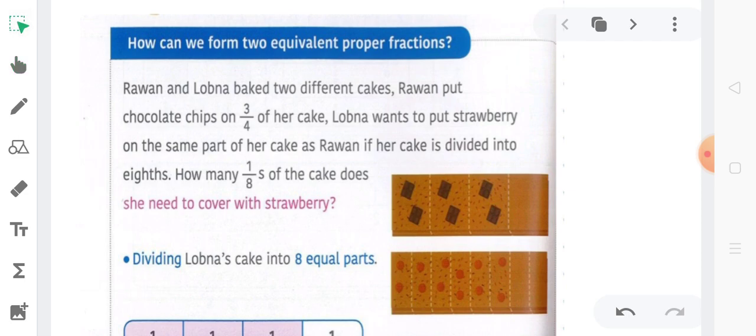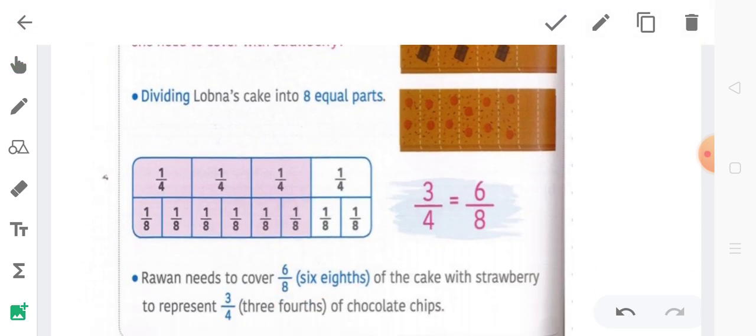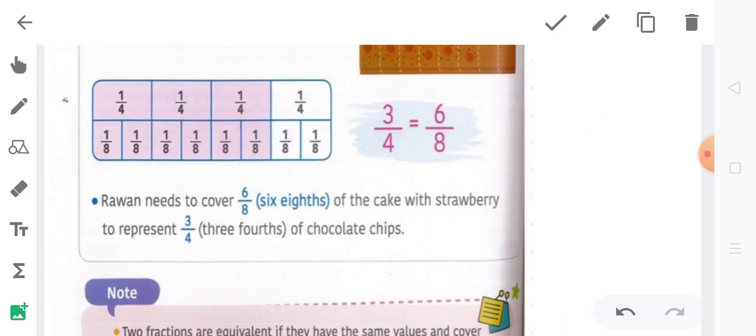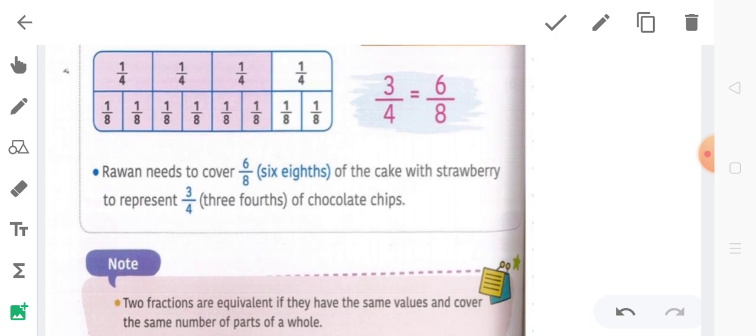Let's see again using this bar model. Okay, what do we have here? Quarter. Each quarter contains 2/8. Okay, Rawan needs to cover 6/8 of the cake with strawberry to represent 3/4 of chocolate chips. Okay, what happened here? Look here, what happened?